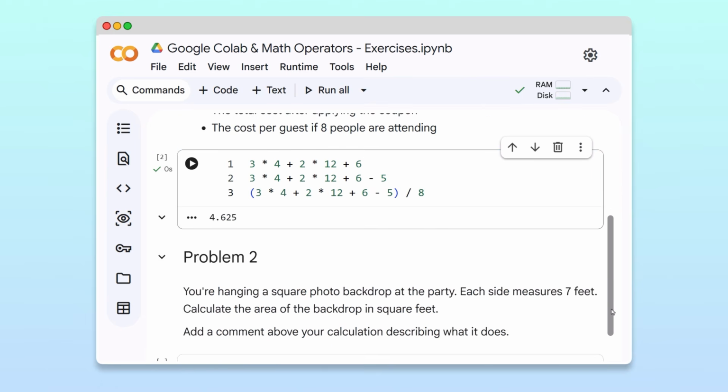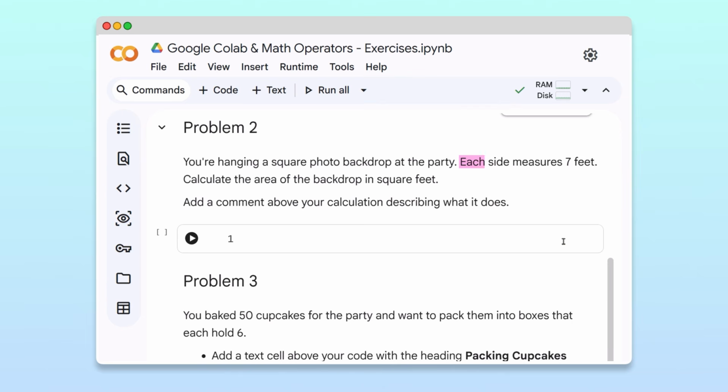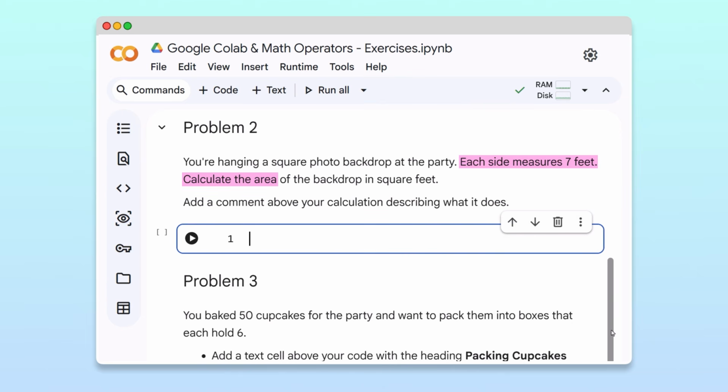Okay, let's move on to problem 2. Here, we're calculating the area of a square photo backdrop that's 7 feet on each side. We also need to add a comment above the calculation. To find the area of a square, we multiply the side by itself, or in other words, we raise the side length to the power of 2. In Python, we do that with the double star operator. So the area of a 7-foot backdrop is 7 double star 2.